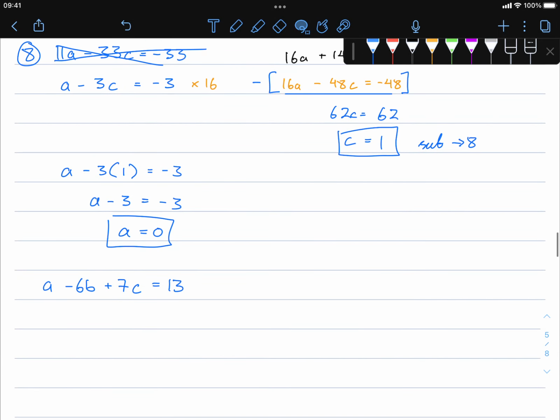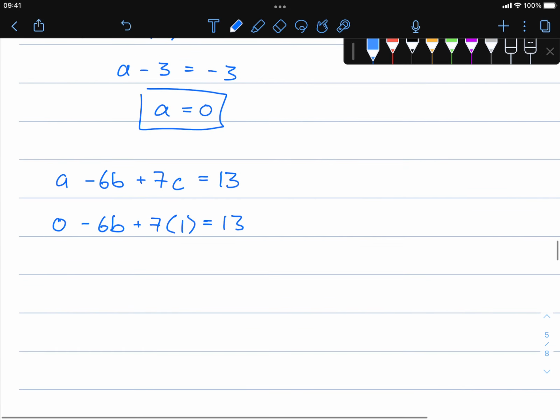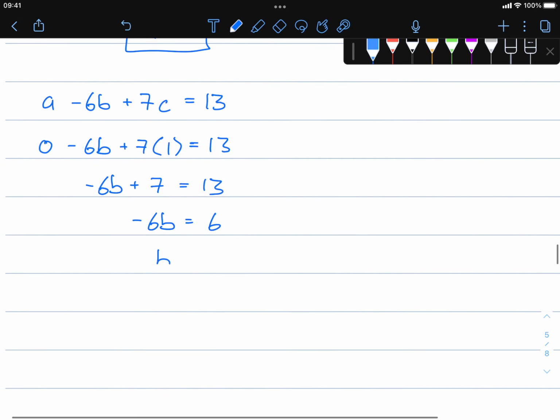We're going to substitute a equals 0. So 0 minus 6b plus 7 times 1. I'm substituting this here, equals 13. Negative 6b plus 7 equals 13. Is that going to work? Yes. Negative 6b equals 6, which means b is negative 1.